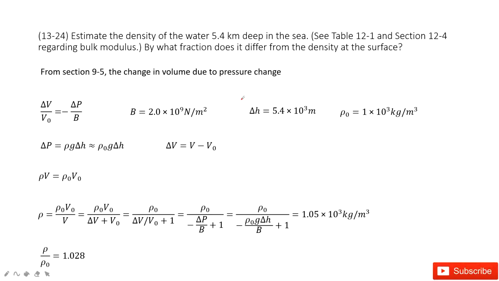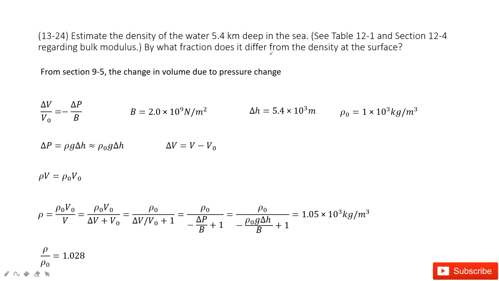Let's look at problem 24 in chapter 13. Chapter 13 is about fluids. It tells us to estimate the density of water at 5.4 kilometers deep in the sea. It gives us a hint to find the equation in this table and section regarding the modulus, right? So now how can we do that?